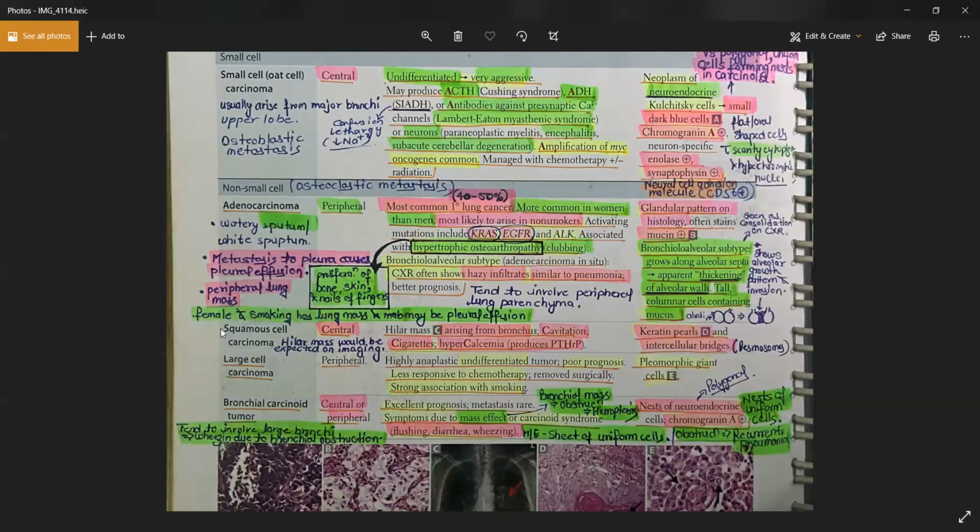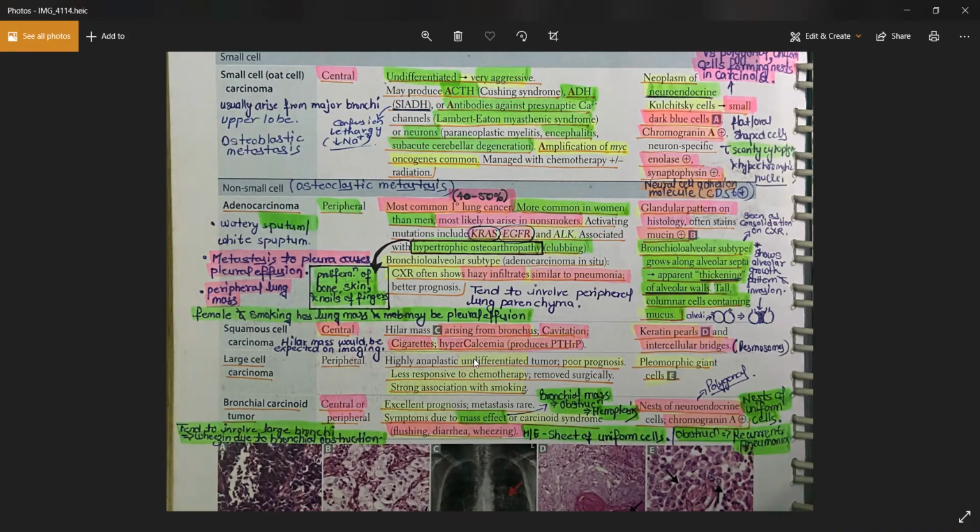The other thing is squamous cell carcinoma. It is again central, associated with smoking. And just like any other squamous cell carcinoma, you will be having keratin pearls, right? And you will also be having positive markers like cytokeratin.